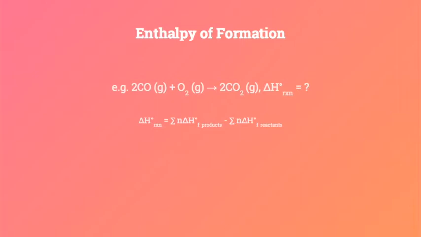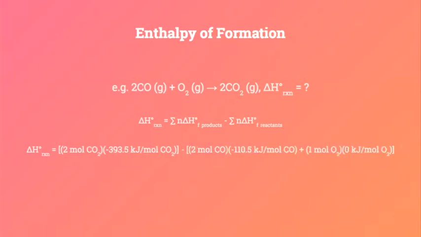So to start off, we sum the products. There's only one product, carbon dioxide, and there are 2 moles of it, so 2 times negative 393.5. Then we subtract the reactants. There are 2 moles of carbon monoxide, so 2 times negative 110.5. And there is only 1 mole of oxygen, but its enthalpy of formation is 0, and so we multiply by 0 there. Solve the equation, and we get that the enthalpy of the reaction is negative 566.0 kilojoules per mole of the reaction run.